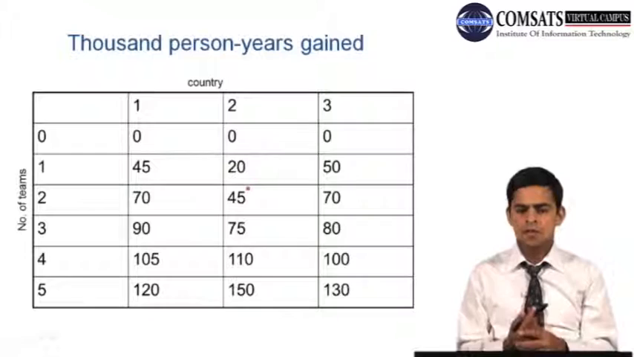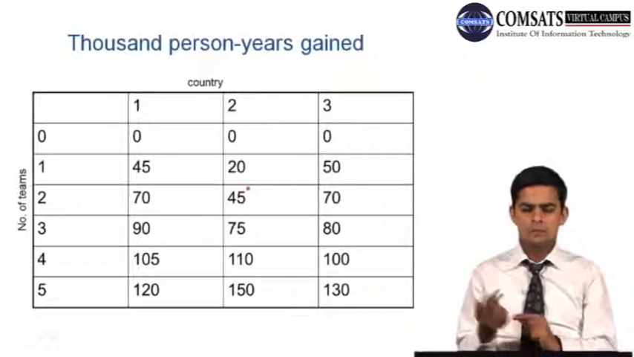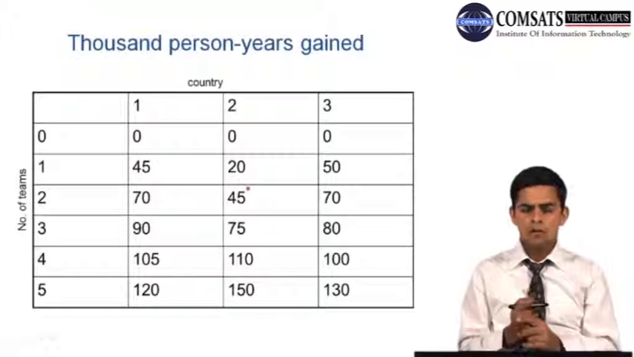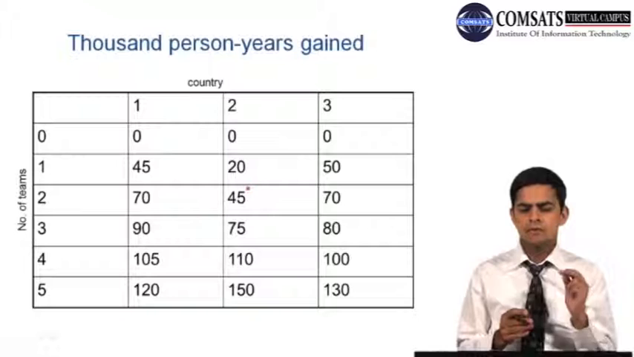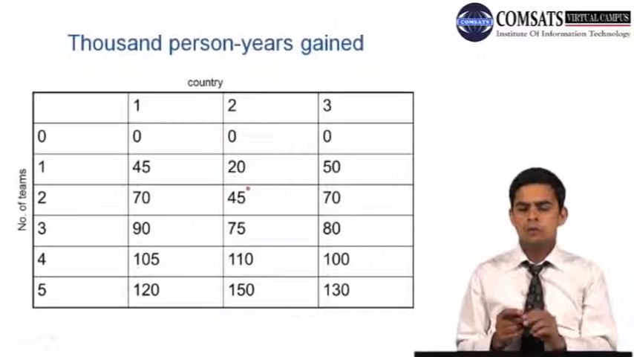Okay, but if you look at the fourth row, the row with the 2 written there, you will see that if you send 2 teams to country 1, it will save 70 lives. If you send 2 teams to country 2, it will save 45 lives. If you send 2 teams to country 3, it will save 70 lives.